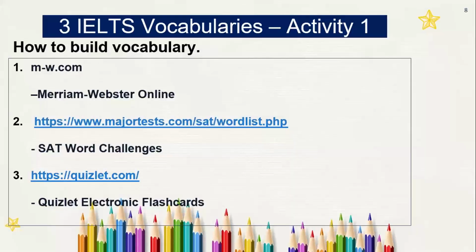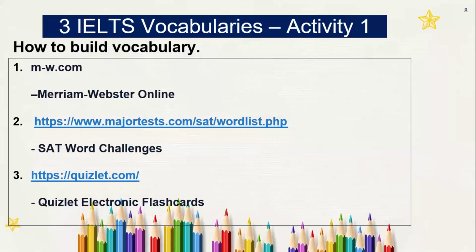Now, as I said, here are some resources to help you study vocabulary. So we're going to look at Merriam-Webster online, m-w.com, which is what I call the official American English dictionary.